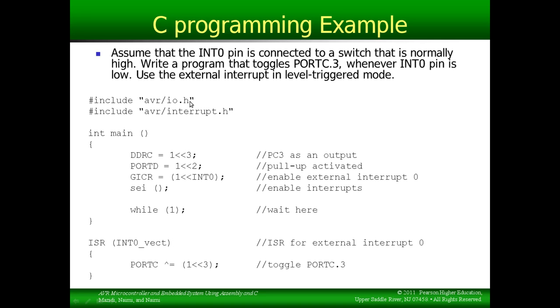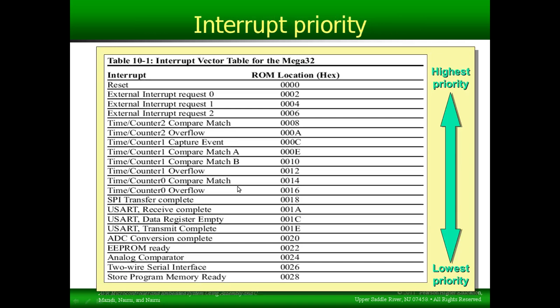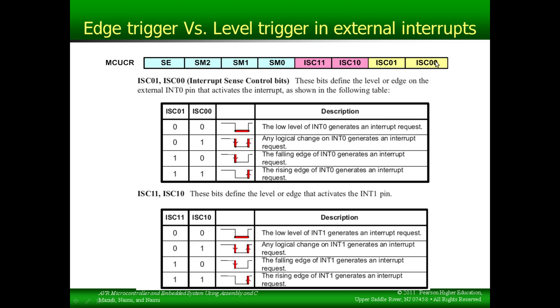But as it stands now, whenever the voltage on the INT0 pin is low, then we're going to perform a bitwise exclusive OR with port C and 1 left shifted 3. So we're going to toggle the voltage on port C pin 3 as long as the INT0 pin is low. And the reason it's as long as the INT0 pin is low is because by default these two bits are zeros, and so the interrupt is set up for low level interrupt request.